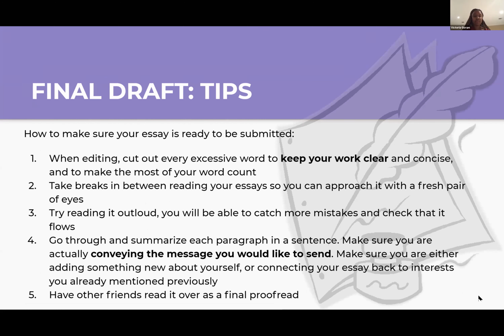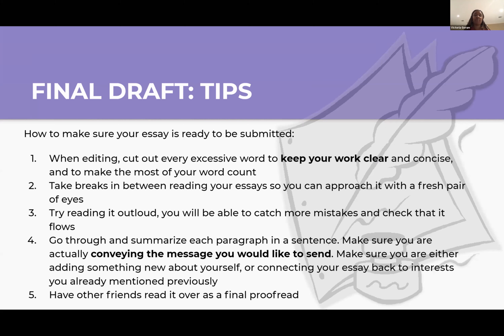Okay, so when you get to your final draft, I'd recommend going through and editing out any excessive word or verbiage that you see, even if you're already at or even under the word limit. It helps to keep your work really clear, concise, and straightforward. Also, it just helps you make the most of your word count. If you have any extra words that you need to add in the end, then you'll have space to do that. Then just take breaks in between reading your essays.